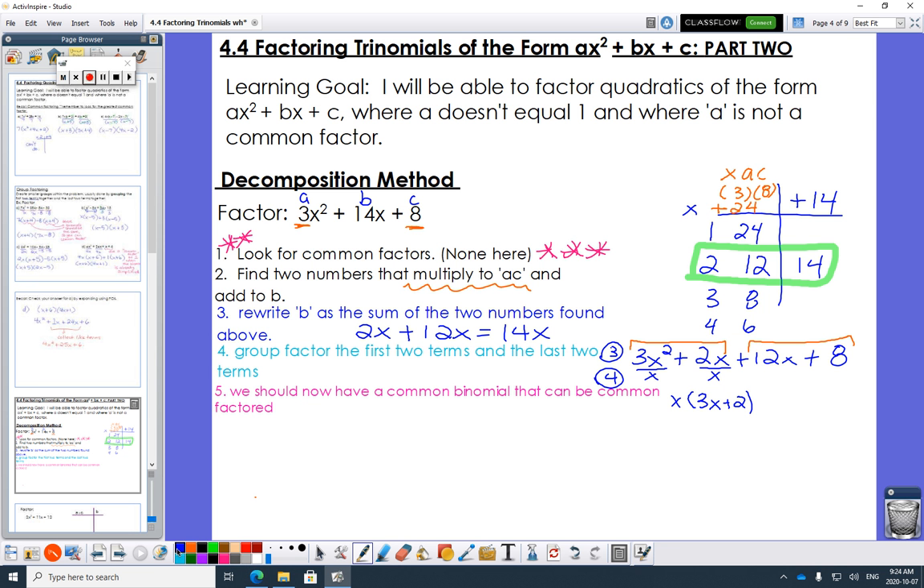How am I going to get 3 from 12 and 2 from 8? What am I going to divide by? 4. Good. Okay, so that's the common factor. And then 12 divided by 4, 3x. 8 divided by 4 is 2. Now they're the same. So now you have a common binomial that can be common factors, okay?